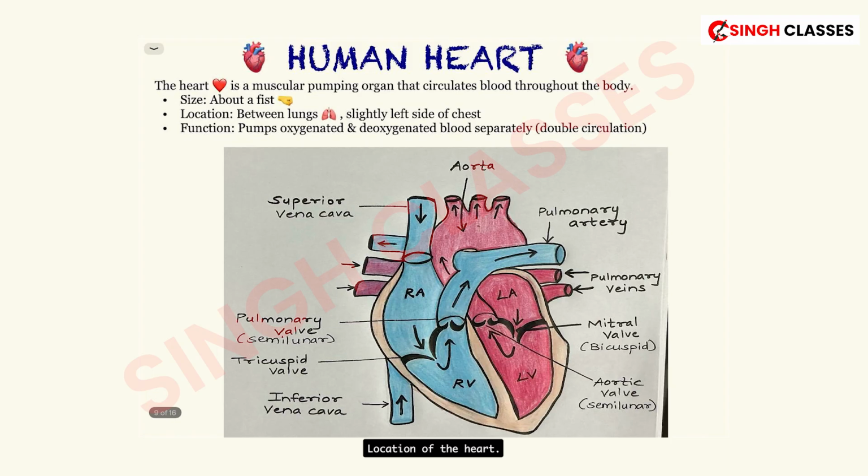Location of the heart. It is located in the chest cavity, the thoracic cavity, between the two lungs, slightly tilted towards the left side, protected by the rib cage. Size and shape. About the size of a closed fist, weighs about 250-350 grams. Cone-shaped organ.